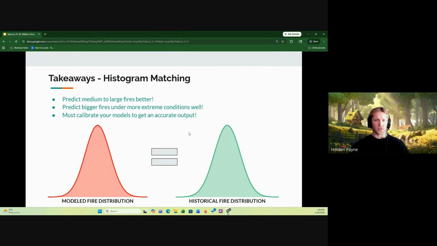And I want to acknowledge folks at the CFS who gave me a lot of help and a lot of advice on this as well. So thank them for that calibration help.